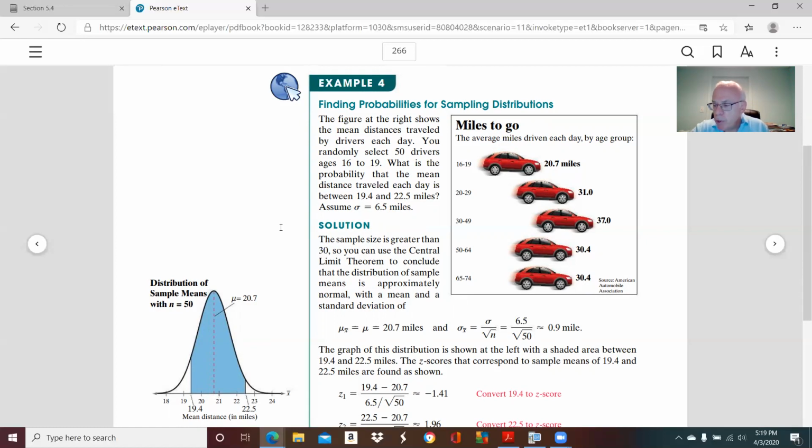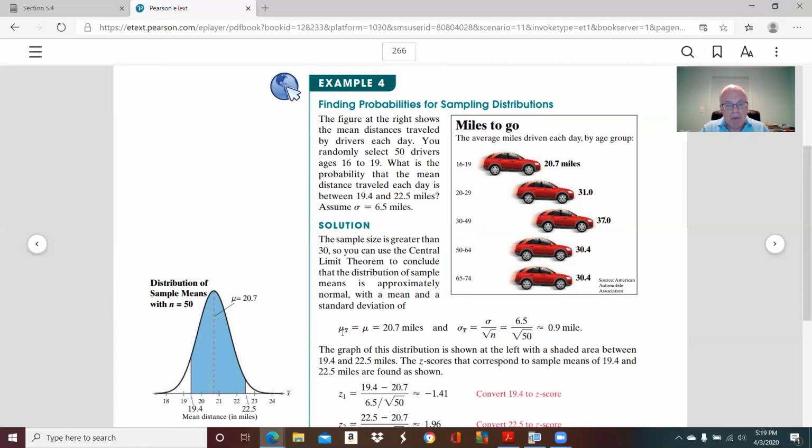So we're going to use 20.7 miles in a day, because that's for the 16 to 19 age group. This is it right here. That's our population. So consider the age group 16 to 19 to be our population. 20.7 miles is the mean. Sigma for all these age groups is 6.5 miles.